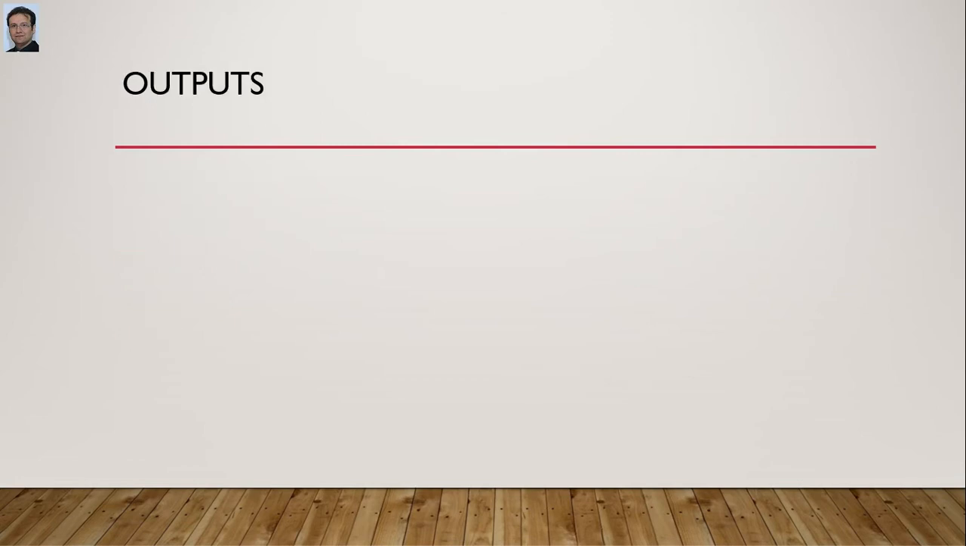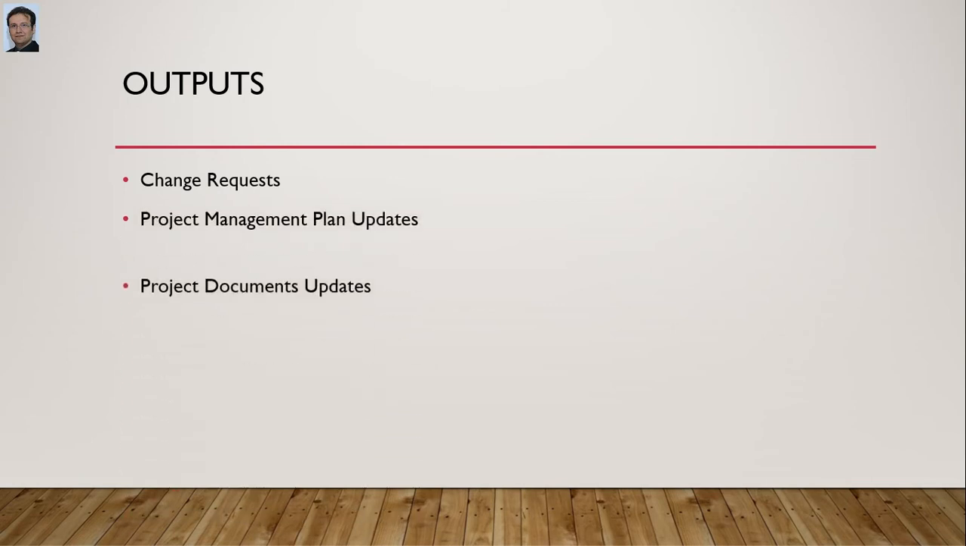There is only one major output to this process, and that is called change request. The others are the project management plan and project document updates along with the enterprise environmental factor and organizational process assets document update.